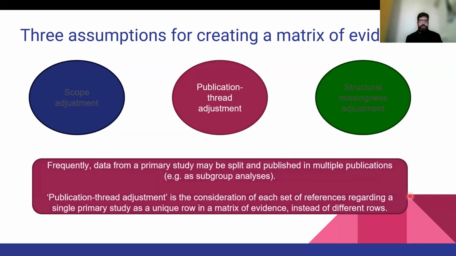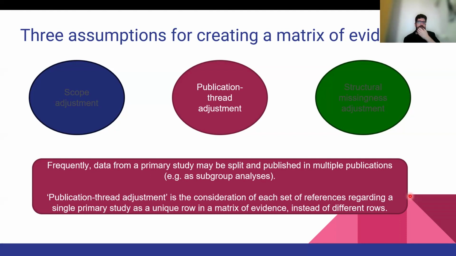Publication thread adjustment. We need to consider that data from a primary study ideally is provided in one and only one manuscript, but this is usually not the case. It is quite frequent that one, especially big study, may be published in several journals because of a subgroup analysis, a longer follow-up, etc. And what is called sometimes salami publication.